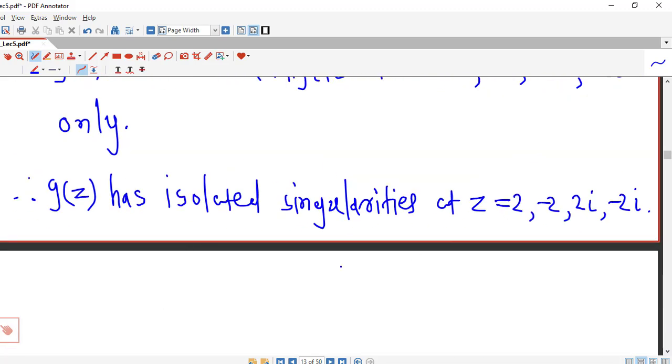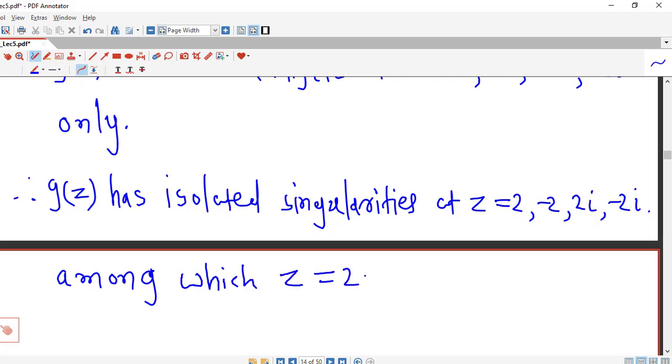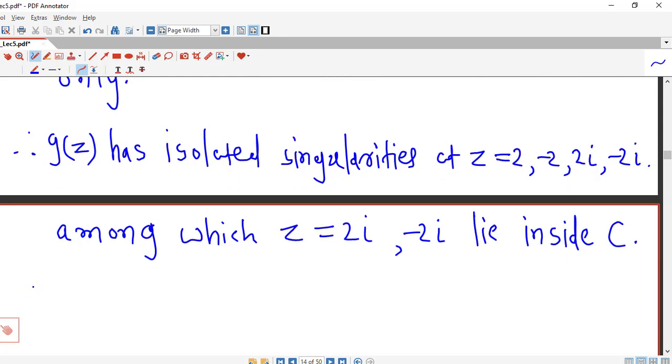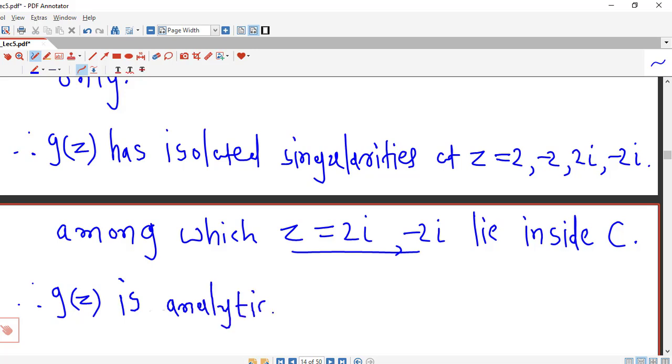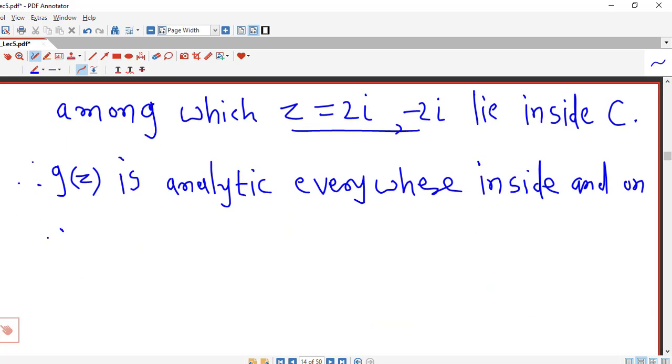So g has isolated singularities, and among which z equal to 2i, minus 2i lie inside simple closed contour C, which is ellipse here. So therefore g of z is analytic everywhere inside and on C except these 2 isolated singularities. So therefore g of z is analytic everywhere inside and on C except finite number of points, which are 2 here, except z equal to 2i and z equal to minus 2i.